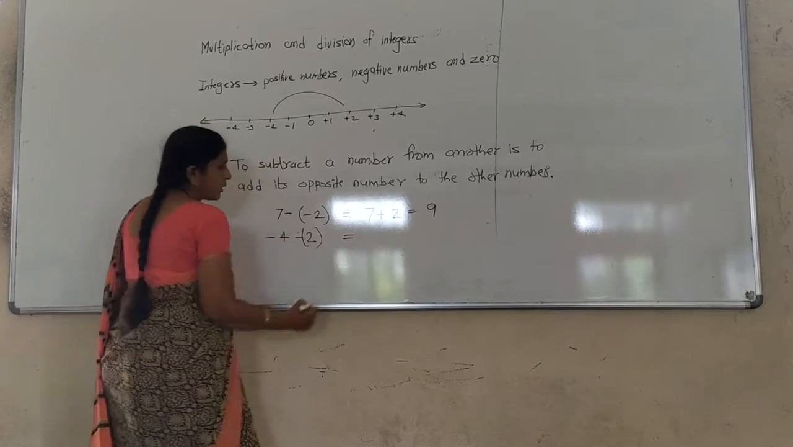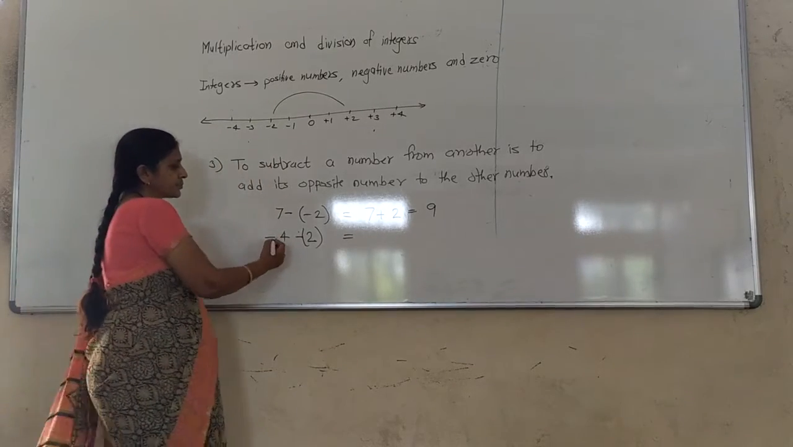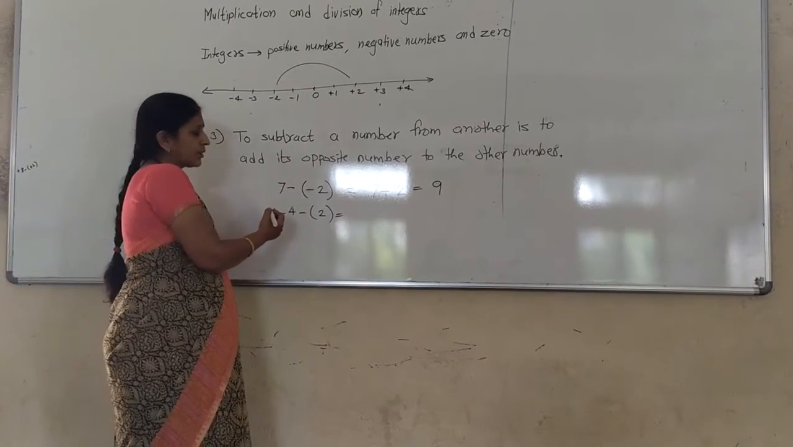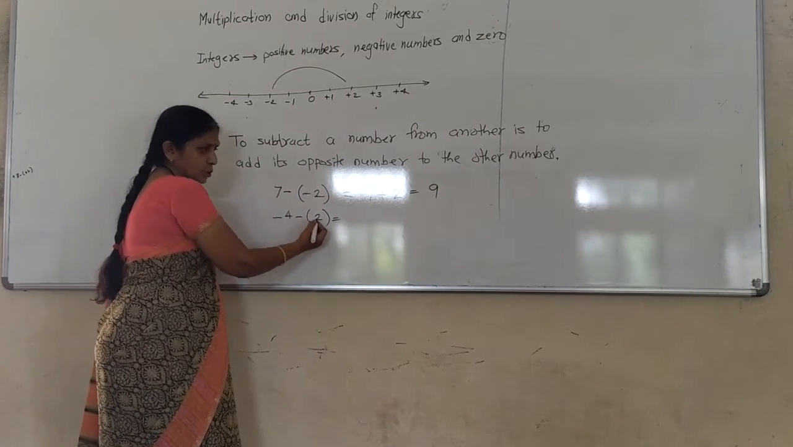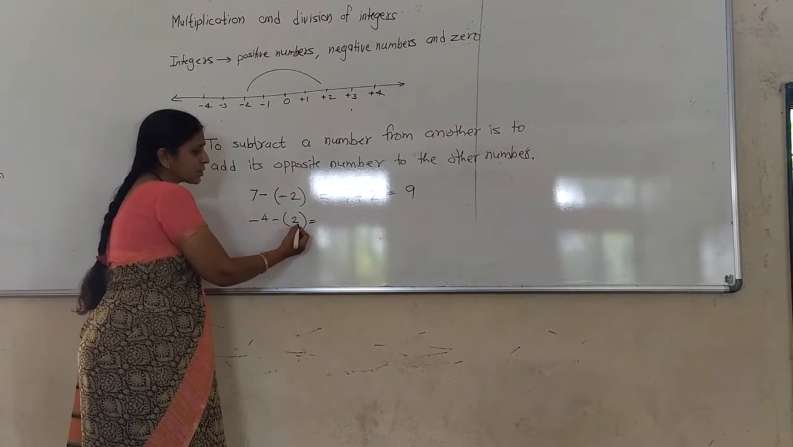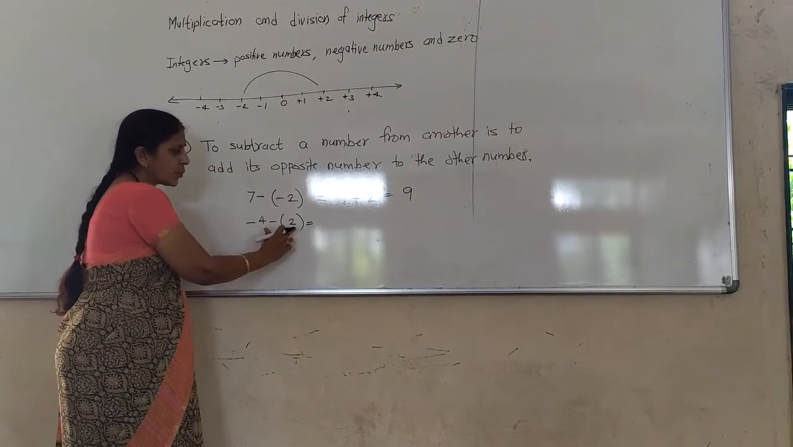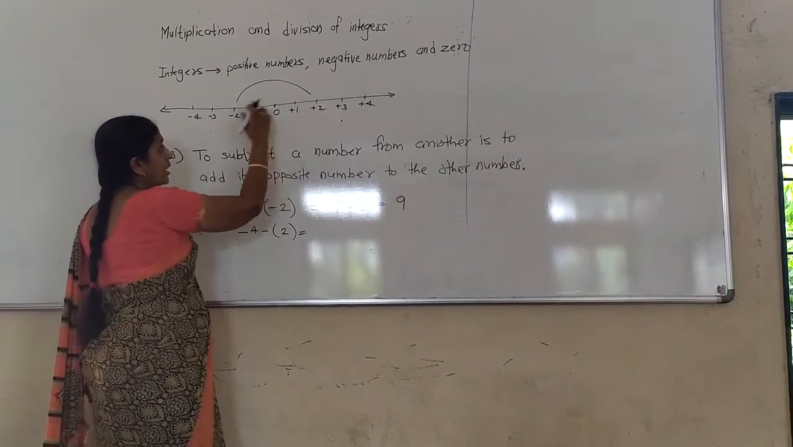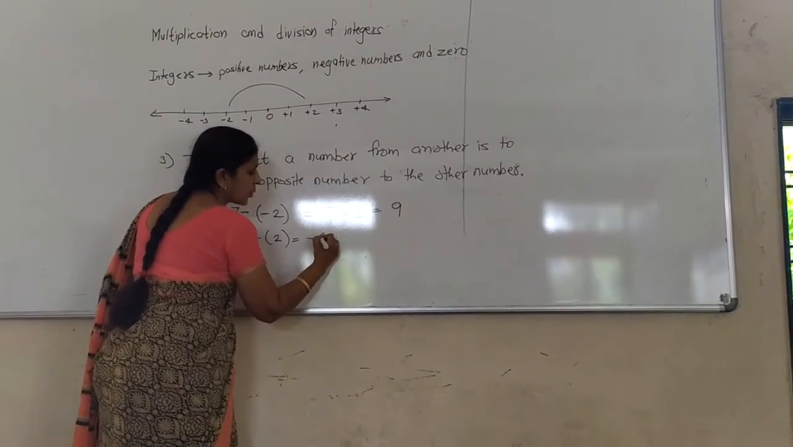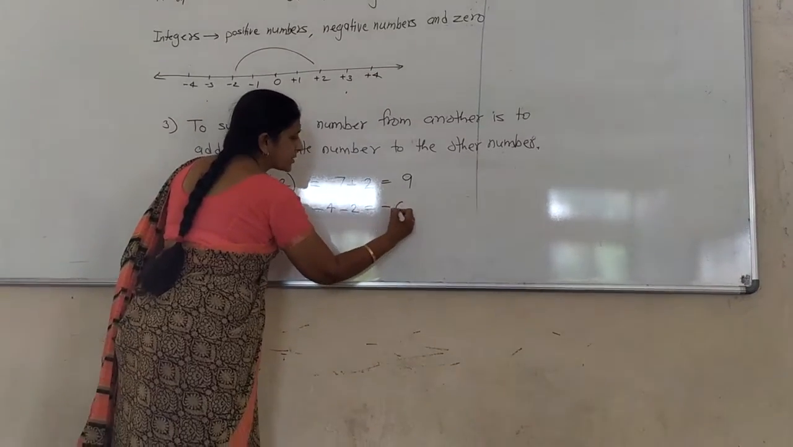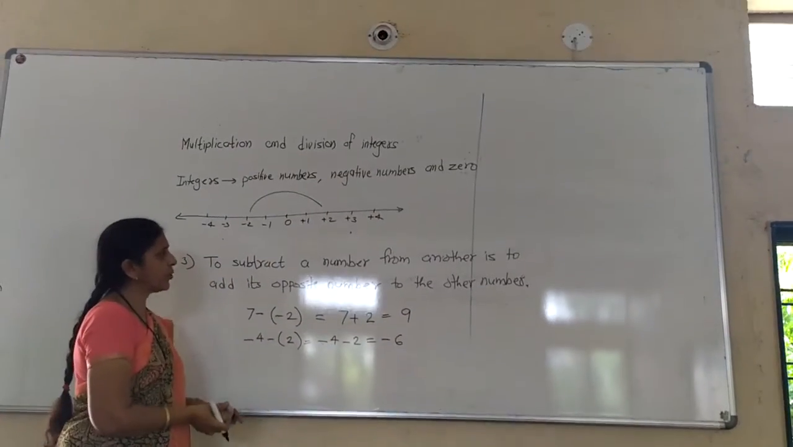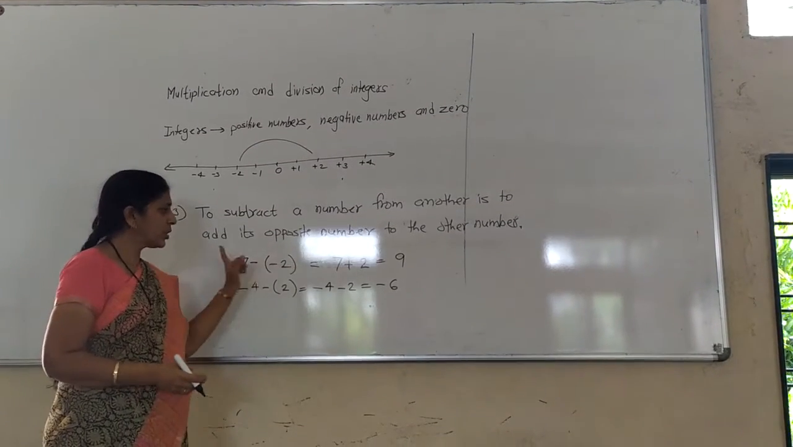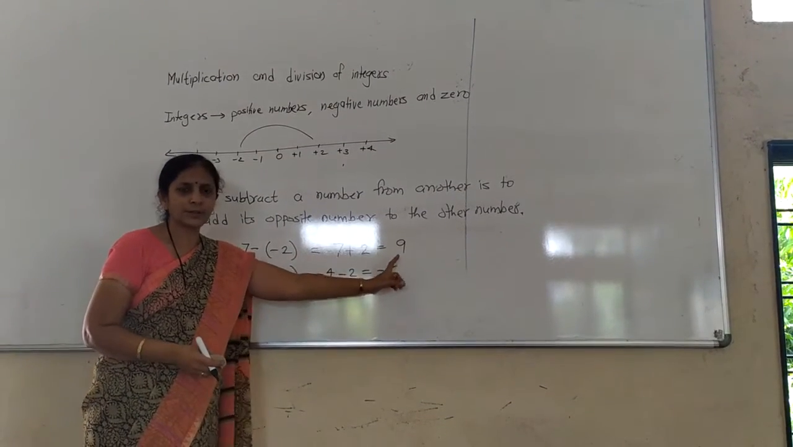Now minus 4 minus 2. So this 2 is a positive number, minus sign outside. So negative of the 2 is minus 2. So minus 4 minus 2 gives us minus 6. So when we have to do the subtraction, the second number's opposite number we have to add to the first number and get the answer.